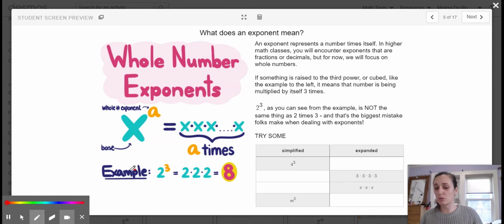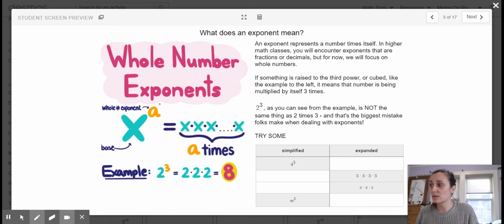Hey team, we are going to be going over exponents today and what an exponent means. So whole number exponents, an exponent is always the little number that's up top, right? This is called the base. An exponent tells us how many times we are multiplying the base.